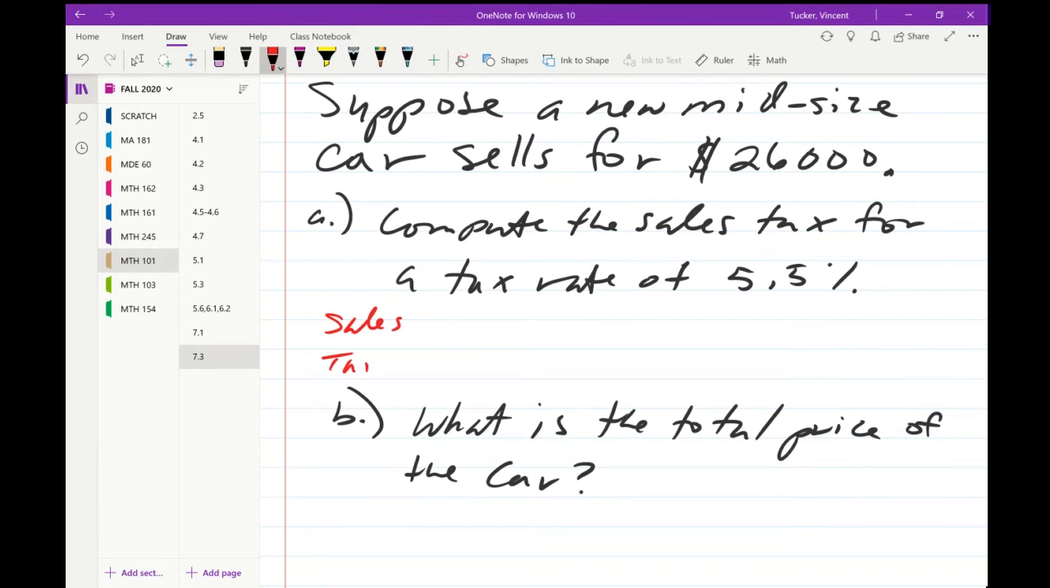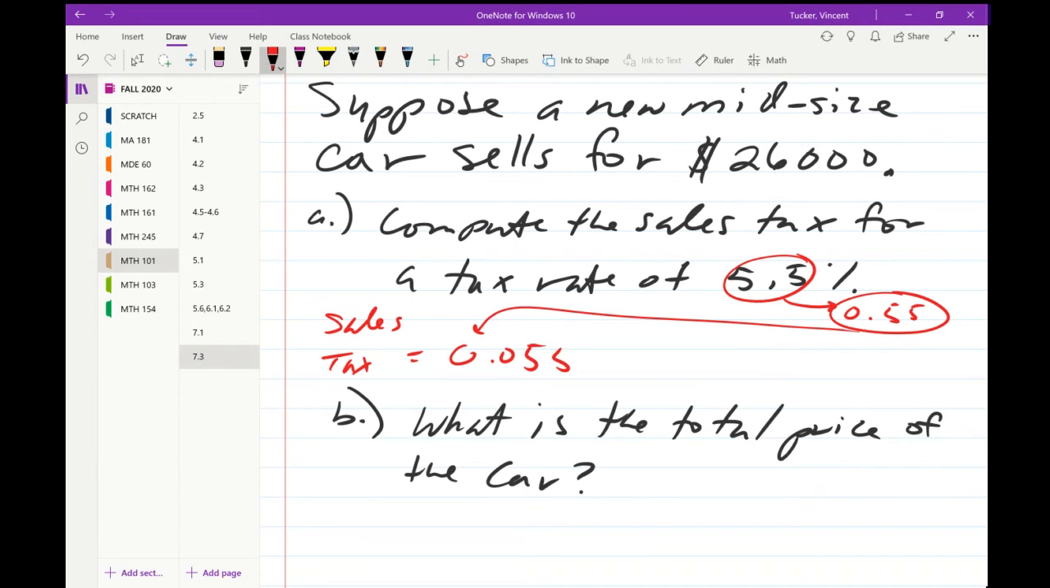So the sales tax is going to be equal to 5.5%. Don't forget, as a decimal, move the decimal 2 places to the left, 0.055. And that's going to be times the cost of the car, which would be $26,000. That gives $1,430.